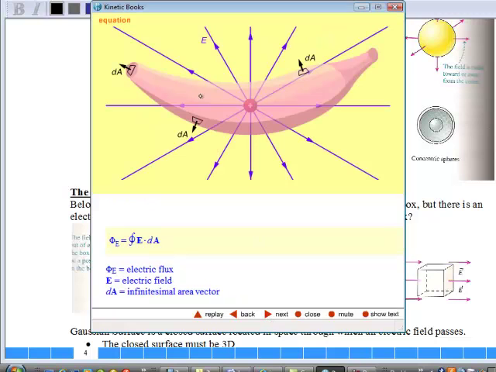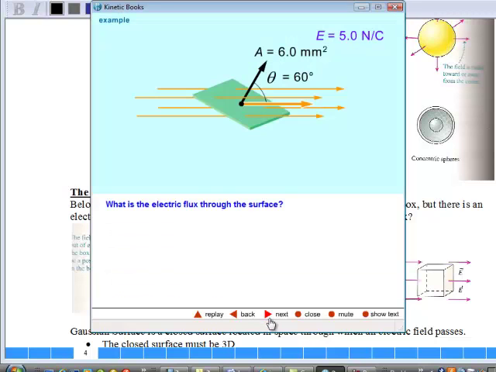If we have a very difficult shape such as a banana, we will have to integrate E dot dA. We take a bunch of little areas and we add them all up.